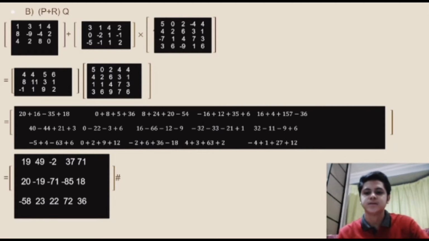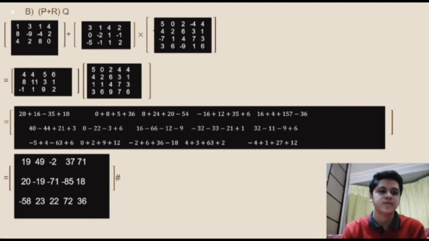For the second question, which is B, after getting the sum of matrix P plus Q, we proceed to the next step, which is to multiply the sum of matrix P plus R with matrix Q.